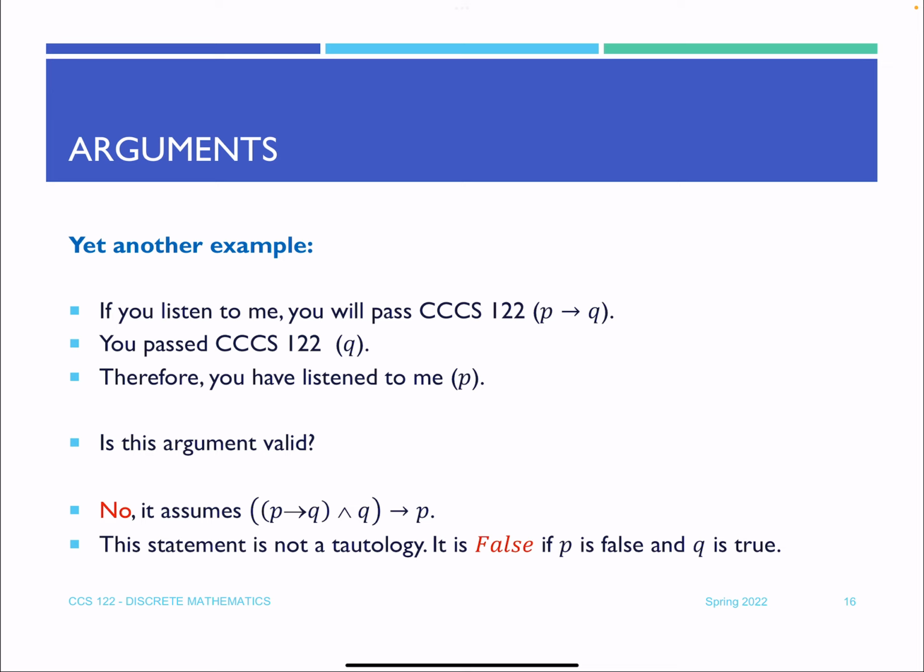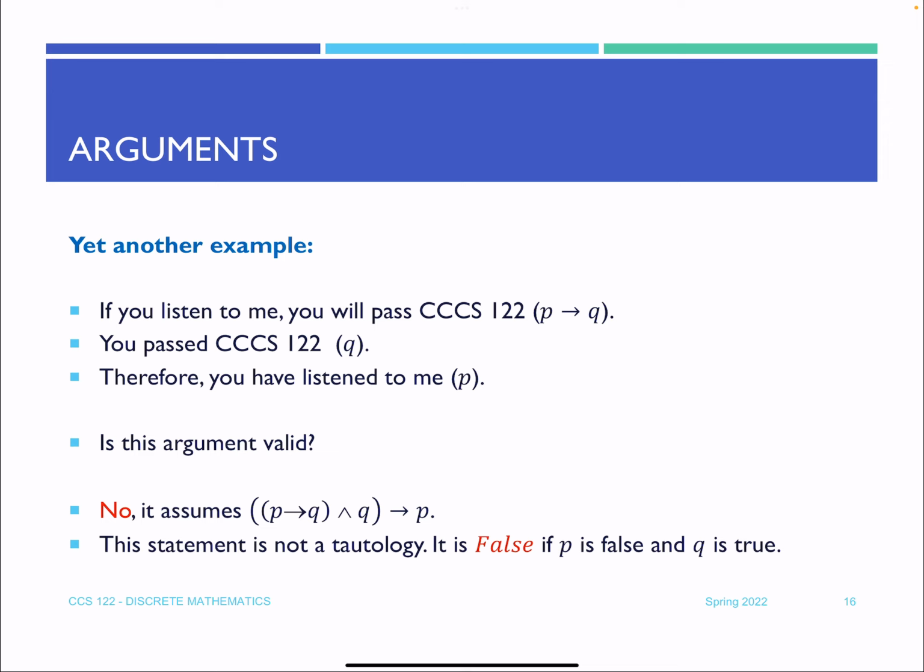And another example. So, if you listen to me, you will pass CCCS122. This is an if-then statement, a conditional statement. So, you passed CCCS122, which means Q is true. Therefore, you have listened to me, or you did listen to me. So that must mean that P is also true.